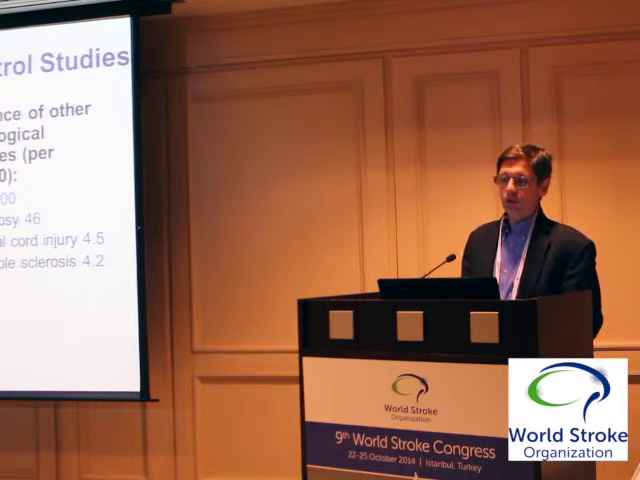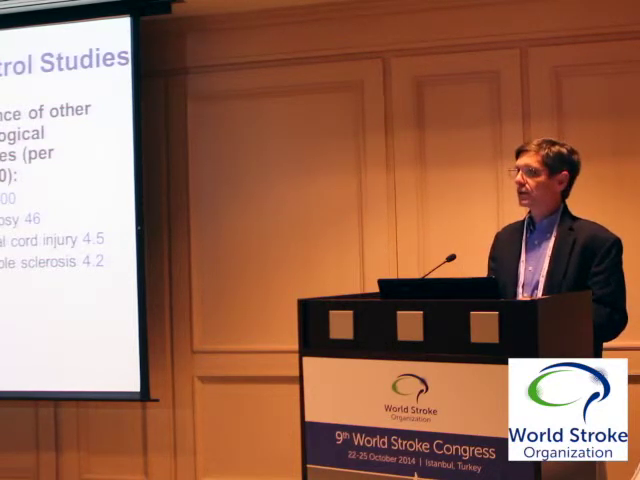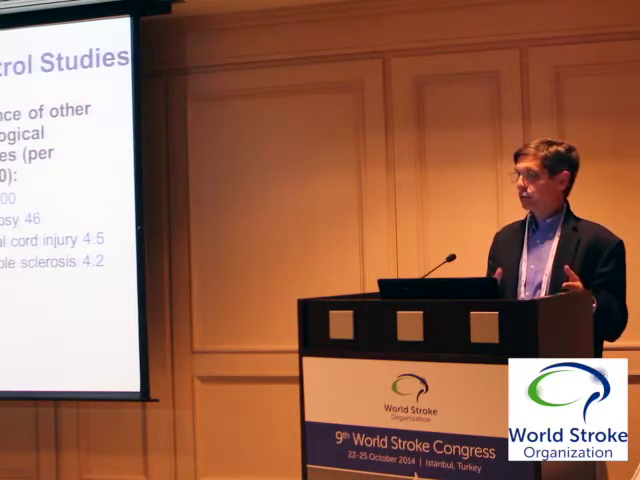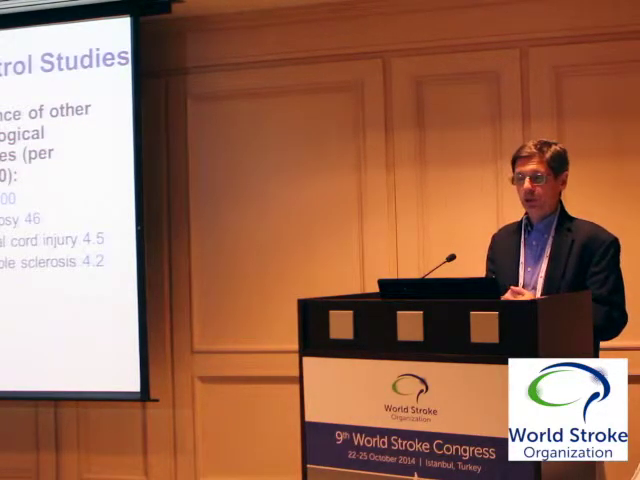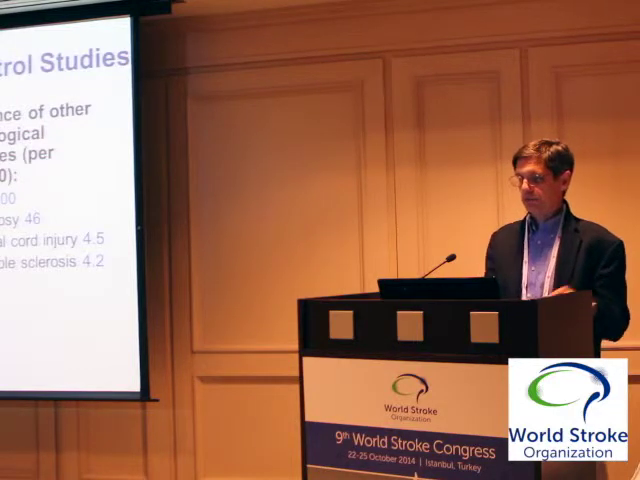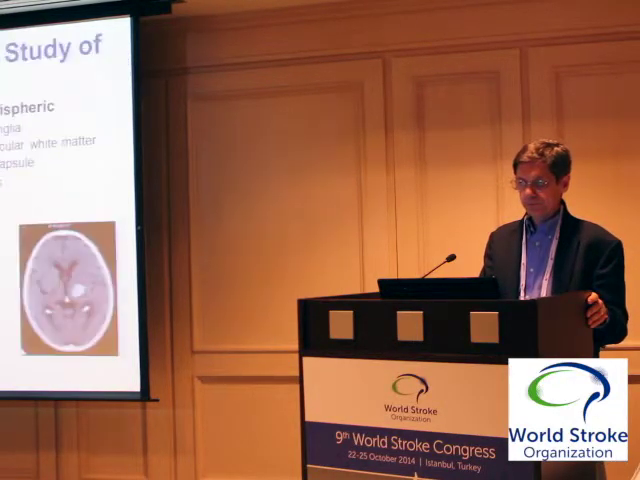So intracerebral hemorrhage, I've already mentioned, is ideal for a case control study. The incidence rate is relatively small compared to ischemic stroke. It's only 15 to 30 per 100,000. And you see the incidence of other neurologic diseases.